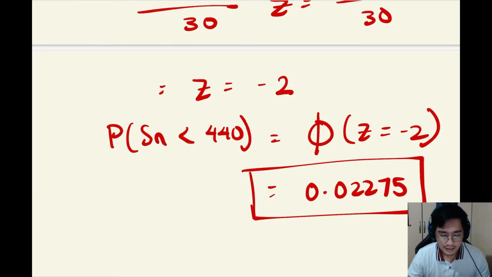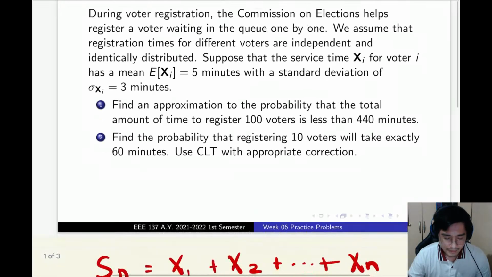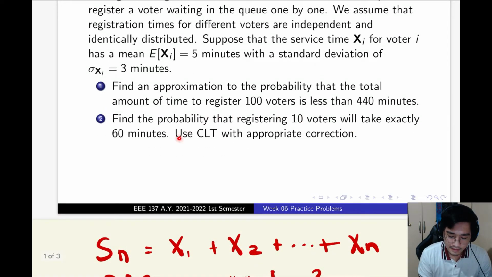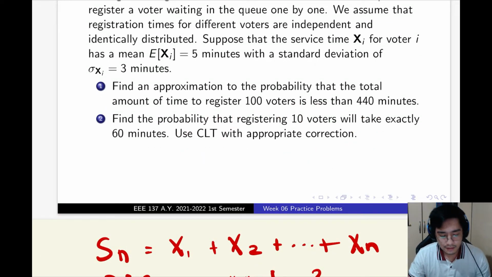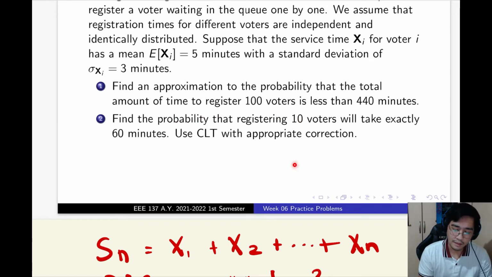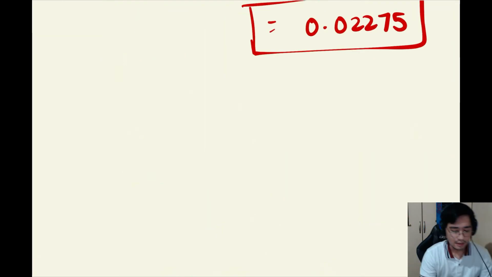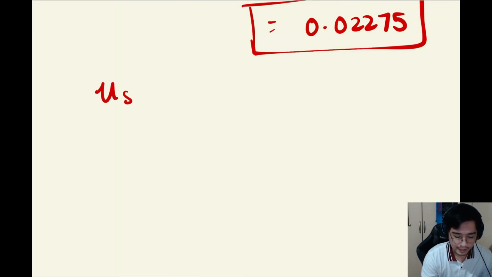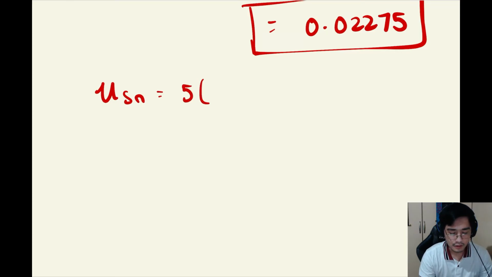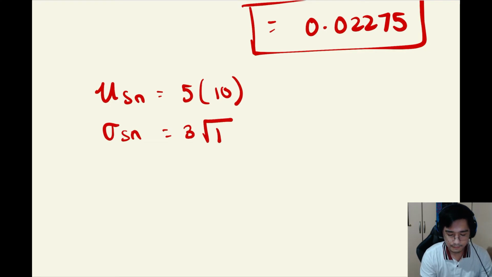So that is the probability that the total amount of time to register 100 voters is less than 440 minutes. The next problem is to find the probability that registering 10 voters will take exactly 60 minutes. Use CLT with appropriate correction. So how do we do this? We have mu_Sn equal to 5 times the number of voters in that problem, 5 times 10, and sigma_Sn equal to 3 square root of 10.